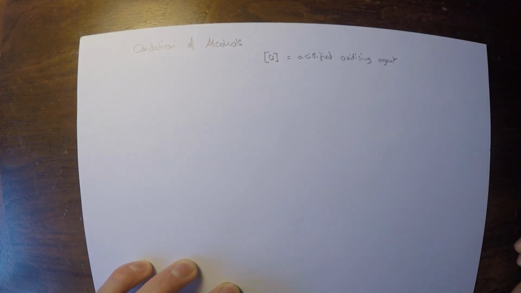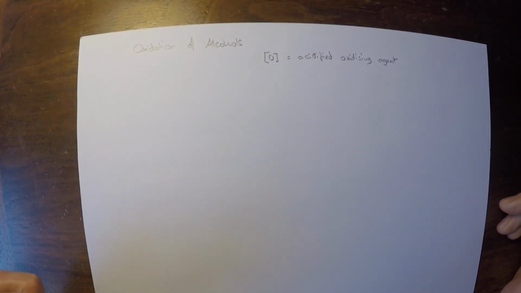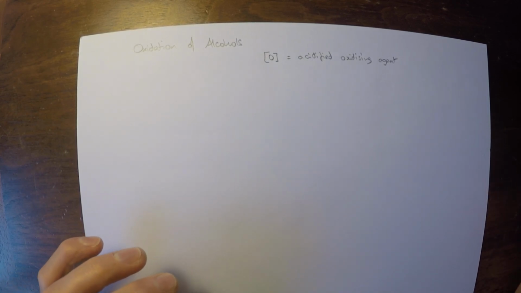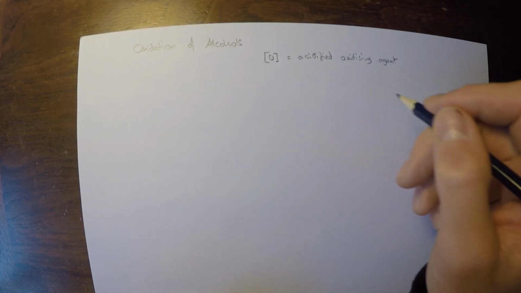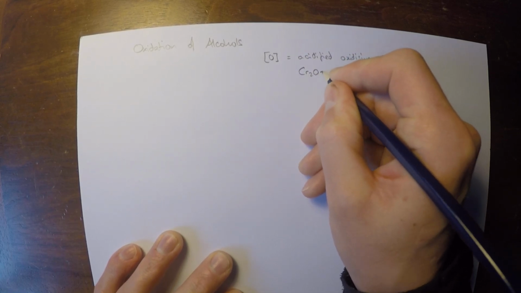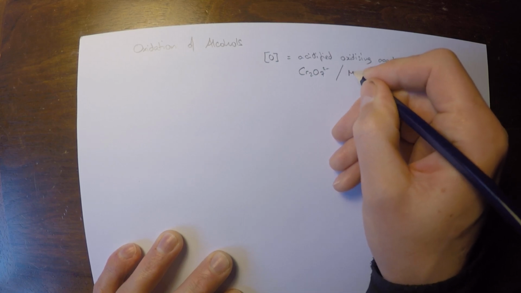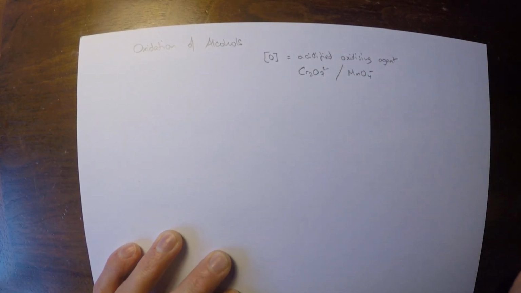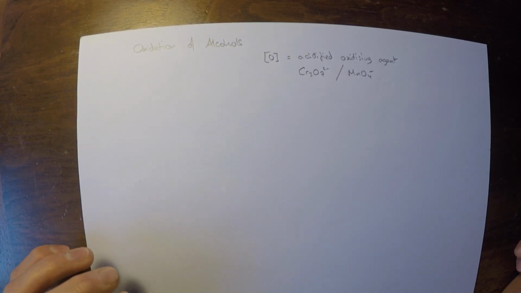The oxidizing agent must be acidified. The presence of acid is required in order to provide the H+ ions which are necessary to balance the reduction equation of the oxidizing agent. The oxidizing agents that you need to be familiar with are the dichromate ion, Cr2O7 2-, and the permanganate ion, MnO4-. Both of these are strong enough oxidizing agents to oxidize alcohols.